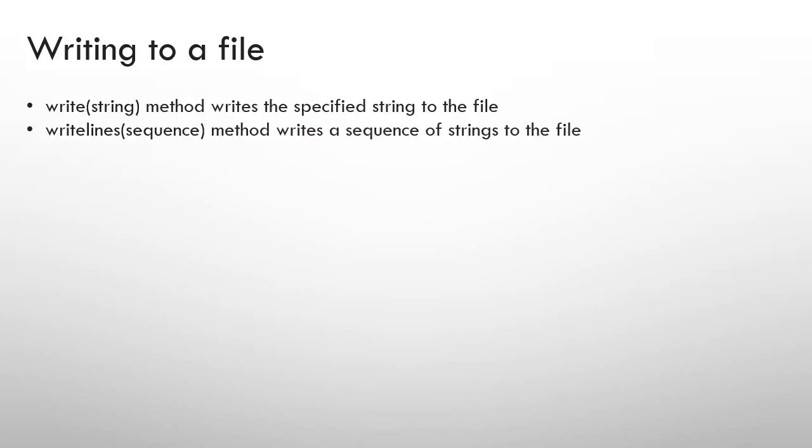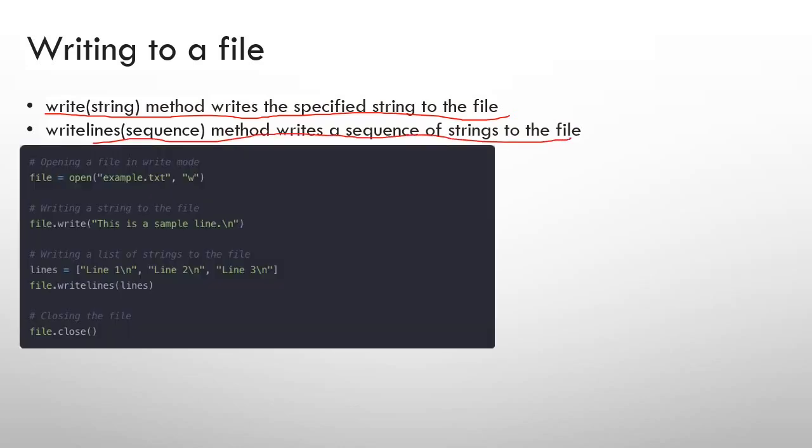Now we will see how to write to a file in Python. The write method writes the specified string to a file, whereas the writeLines method writes a sequence of strings to a file. In this example, we have first opened a file using the open function, and then we have used the write method to write a single string to the file. Here, this is a sample line. This string is written into the file. Then we have created a list in the variable lines. And for using the writeLines method, we have written a sequence of strings to the file.